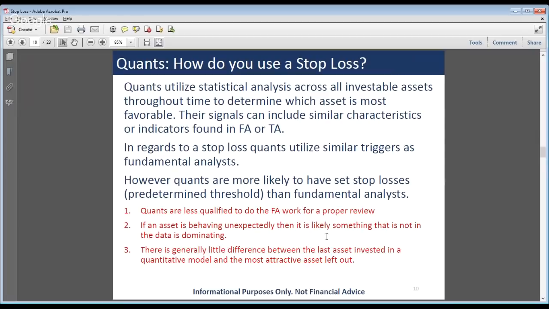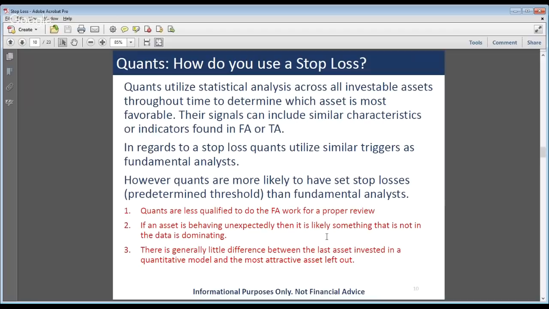Because a quant is much less qualified to do the FA work required for a proper review. And then also, if an asset is behaving unexpectedly, so it's down a lot and the market's up, or like I mentioned before, Walmart's up 10, but Target's up 25, then likely there's something happening that's not in the model. The model is missing something. So if that's the case, there's no need to be in the stock anyways.